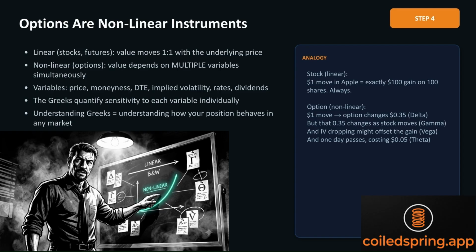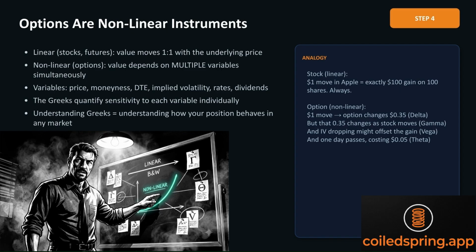Now take an option. A $1 move in Apple does not produce a fixed, predictable change in the option's value. Why? Because an option doesn't depend on just one variable. It depends on multiple variables simultaneously, and each one is moving all the time. Those variables are the price of the underlying, moneyness, days to expiration, implied volatility, interest rates, and in some cases dividends. 6 variables, all interacting, all changing, all affecting your option's value at the same time. That's what makes it nonlinear.